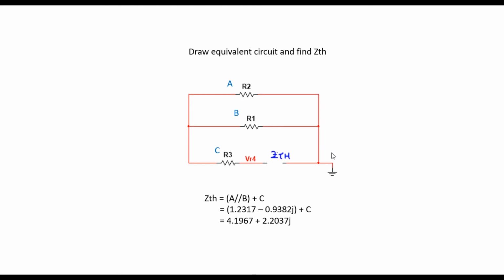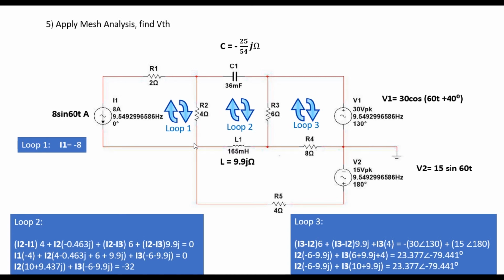Fifth, we apply mesh analysis and find VTH. So mesh can be done by applying 3 loops with this one, and this one. So for the equation of loop 1, we just take the current source 8 ampere. The direction of the loop is inverse to the current flow, thus I1 will be -8. For the loop 2, it should be like this, as it loops around this circuit only.